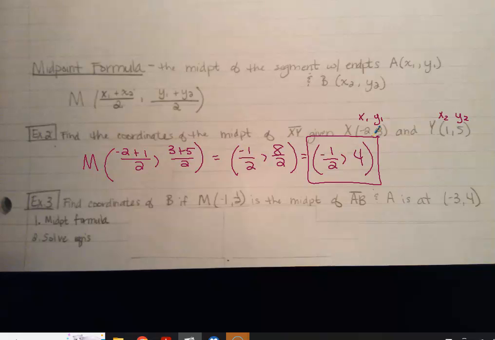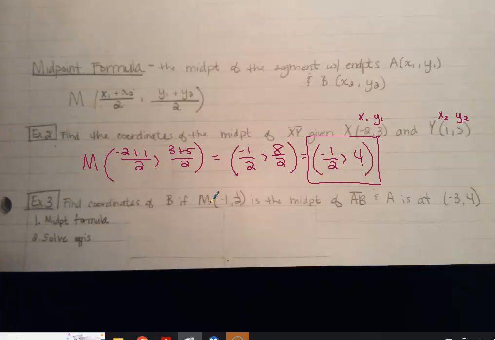Example 3 says find the coordinates of B if M, and remember this capital M stands for midpoint, so the midpoint is (-1, 1/2) is the midpoint of segment AB, and A is at (-3, 4). So the first one says to use the midpoint formula and then to solve the equations. You're probably wondering, like, why would I use the midpoint formula? I already have the midpoint, Mrs. Talbert. However, we can use that formula to help us get equations for the other point. So we're going to use it backwards.